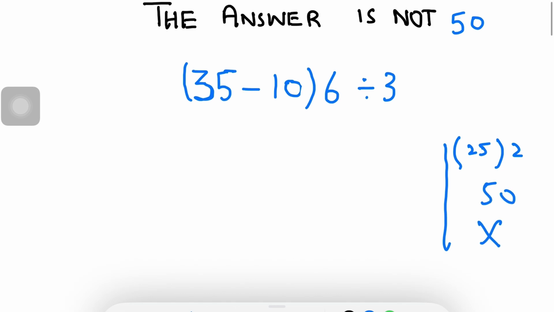According to BODMAS, first we simplify the bracket. You remember, first we simplify the bracket. 35 minus 10 is 25, and 6 divided by 3 stays the same.